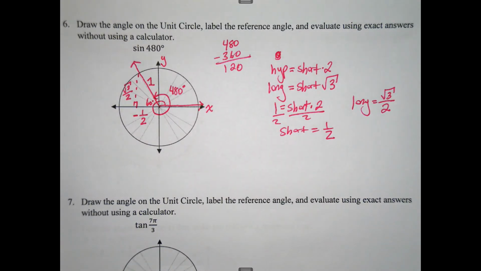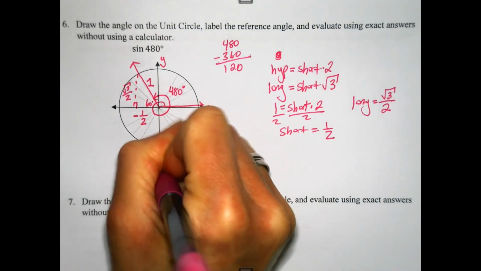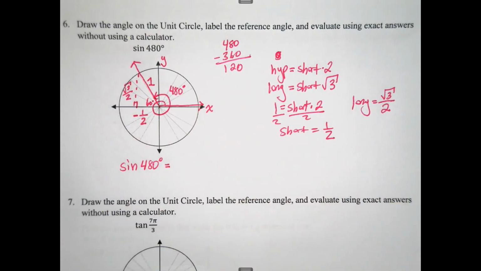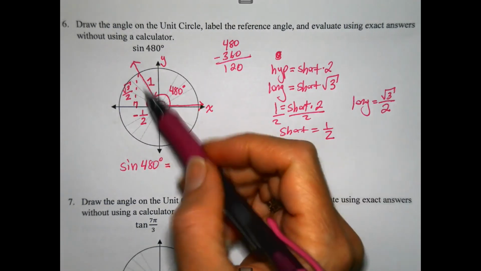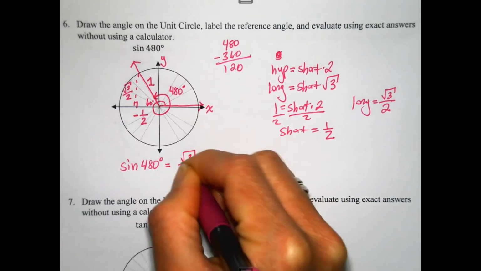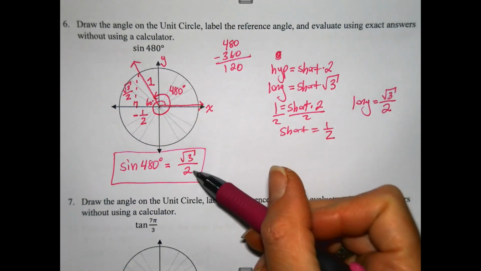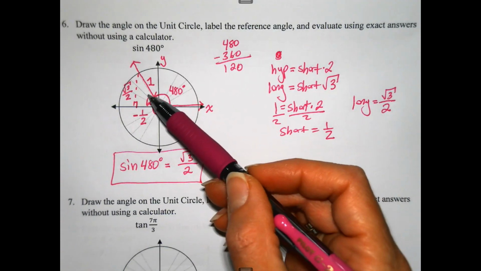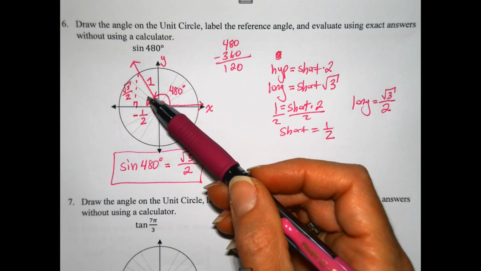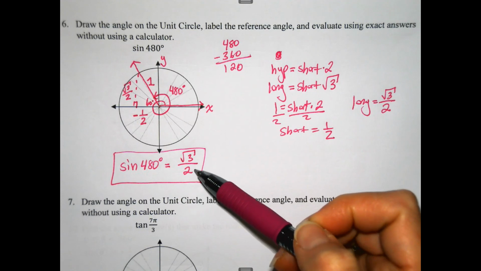Now we are ready to evaluate sine. Sine is the y value when we are in the unit circle, or the opposite side. Therefore, sine of 480 is going to be the square root of 3 over 2. And we know it's positive because in quadrant number 2, the only thing that is positive is sine. So we double check, we have the right sign for our sine function, and yes, it should be positive.